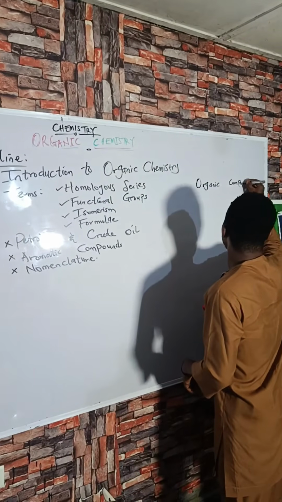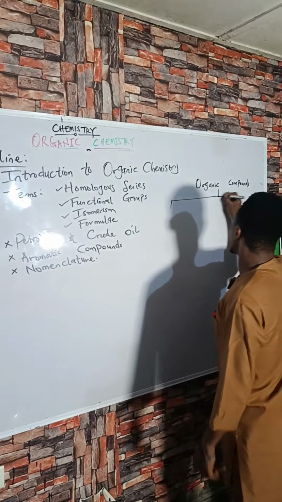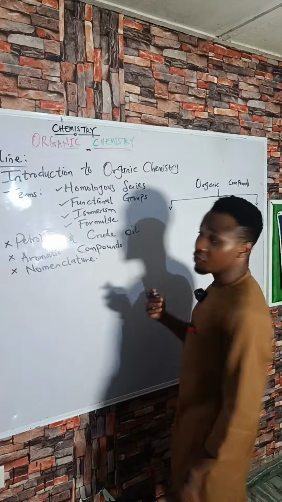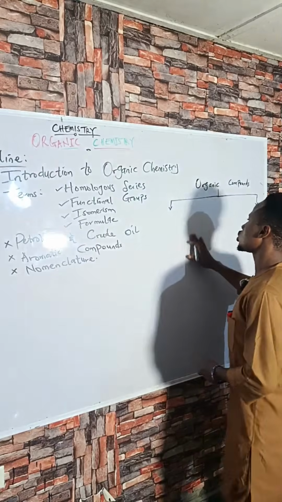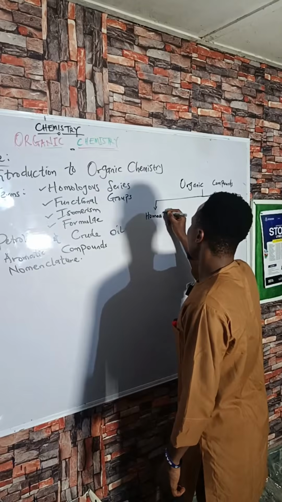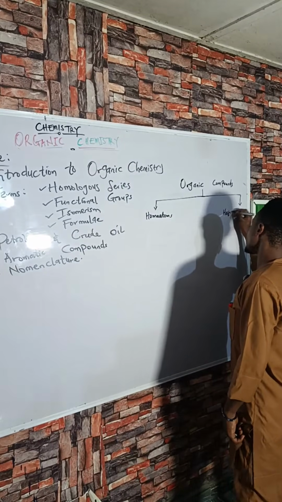So we are going to organic compounds. Now, our organic compounds, we have it divided into two broad bases. Well, there are different ways by which you can classify organic compounds, by the way. So I want to go with the pattern of homo atoms and hetero atoms.